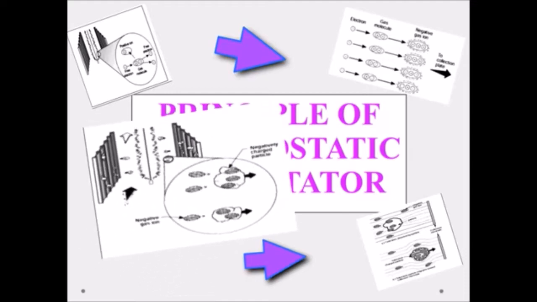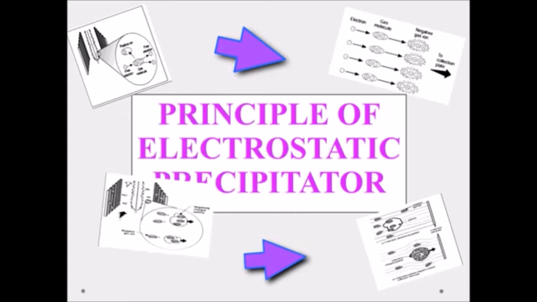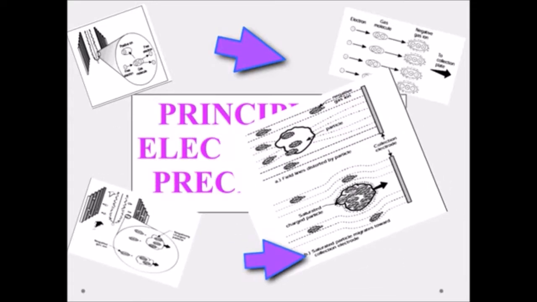In this picture, the negative ions fill the space of the dust particles, making them negatively charged particles. And for the last picture, these particles are captured by the collector electrode.